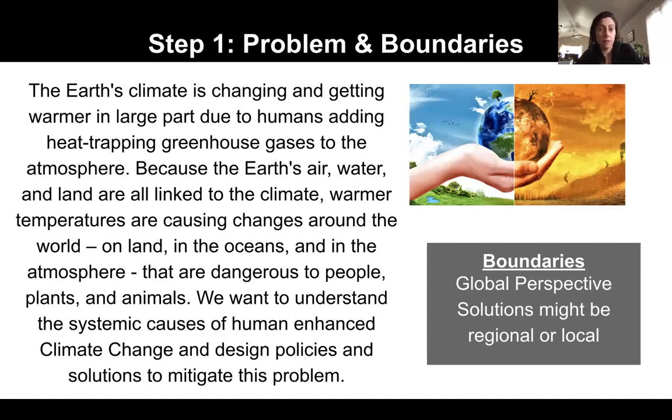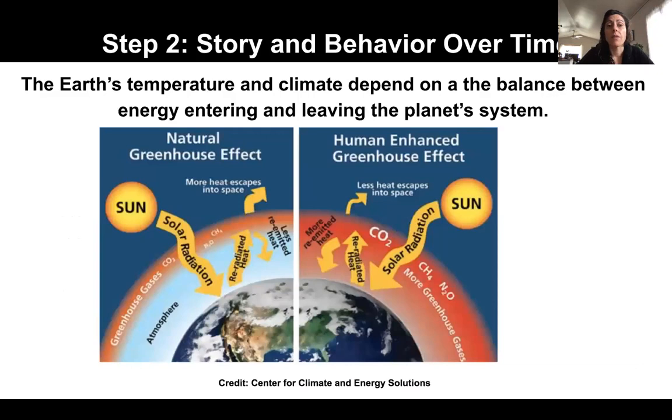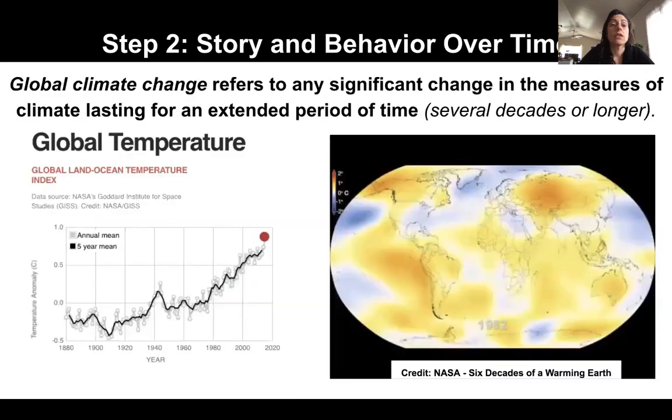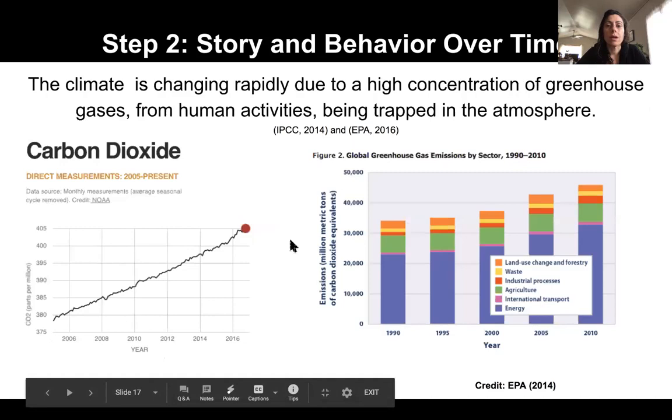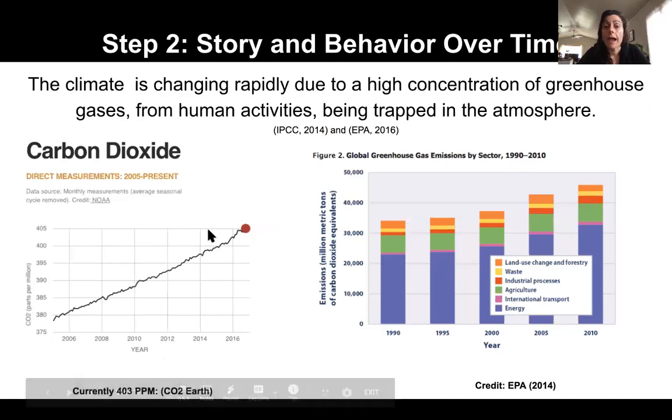Now here comes the effect part. Because these things are linked to the climate, warmer temperatures are causing changes around the world. That's dangerous to people. So this is really simplified here in the problem statement, but then they get really into the analysis. So they show the difference between the natural greenhouse effect and human enhanced greenhouse effect. They show evidence of how this is shifting over time. So they show the global temperature going up, the decades of warming that we're experiencing. They show the connection to carbon dioxide and the global emissions of greenhouse gases.